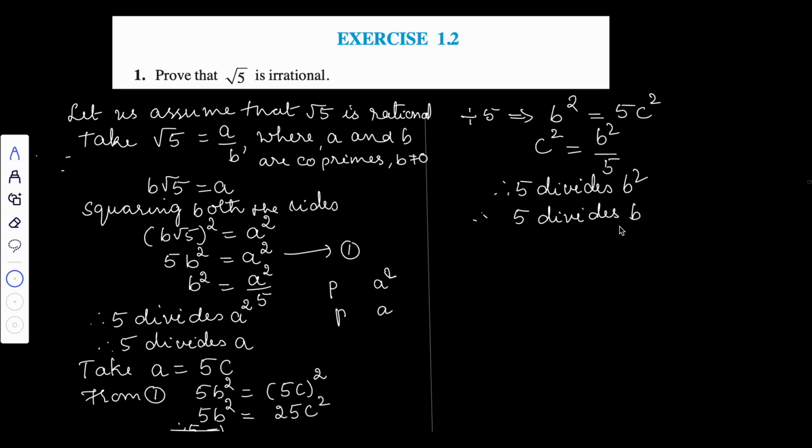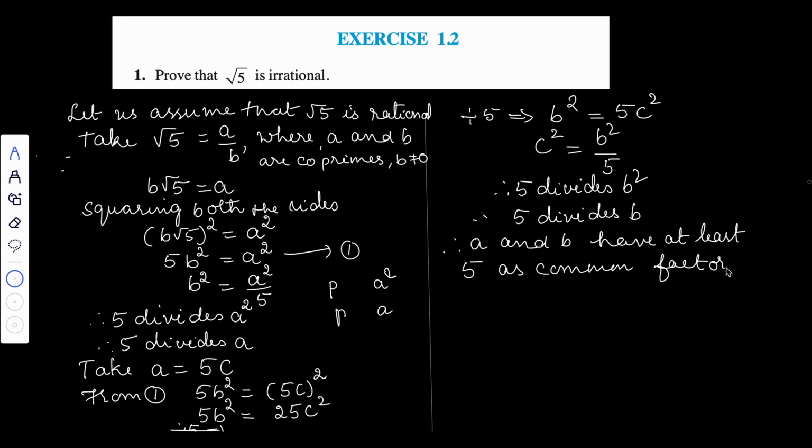This is what the theorem says. So what we can understand here, 5 divides a, 5 divides b. That means a and b both have at least 5 as a common factor. But we said that in the beginning a and b both are co-primes. That means they are not having any common factor, we said. So here there is a contradiction.